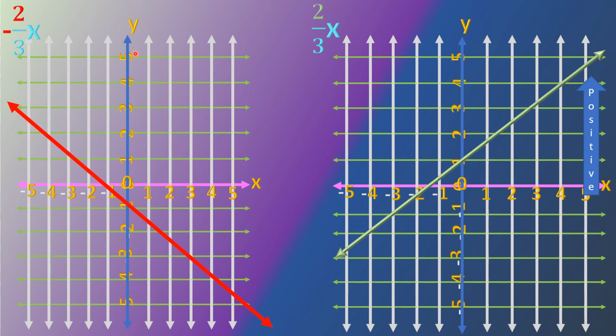Now let's look at the line on the left. Now the slope says negative 2/3. Well, let's take a look at this line. Okay, it's high on the left. So when I pick up my left hand, I can see that this slope is definitely high on the left. So this is a negative line.